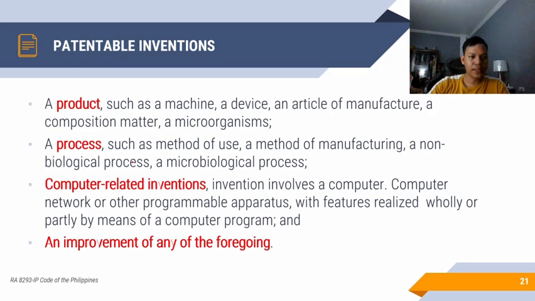And we have a process such as method of use, method of manufacturing, a non-biological process, a microbiological process. And we also have computer-related inventions. An invention involves a computer network, or other programmable apparatus, which features realized solely or partly by means of a computer program, and also an improvement of any of the foregoing. So these are the examples of patentable inventions. You can patent the product, process, computer-related inventions, and improvement of any foregoing.